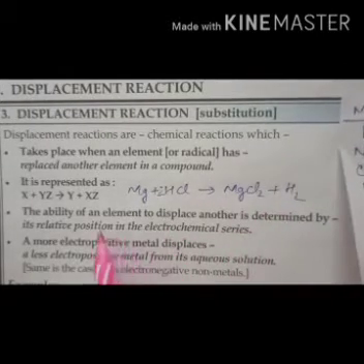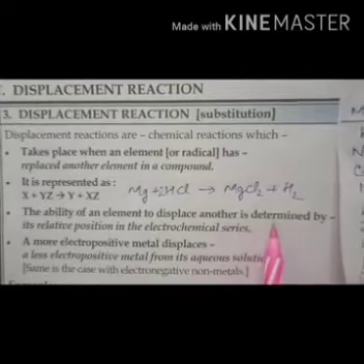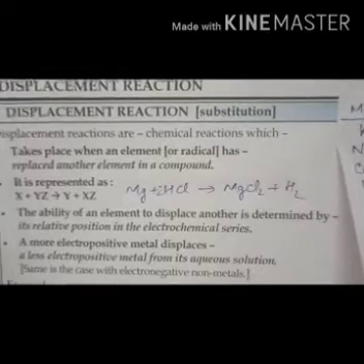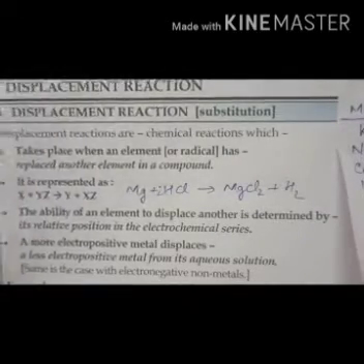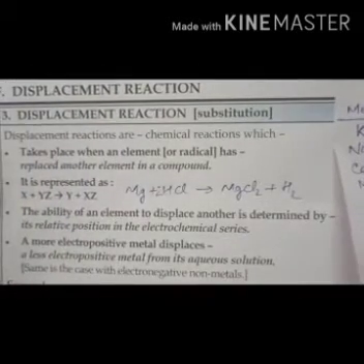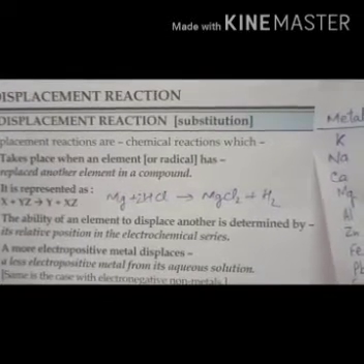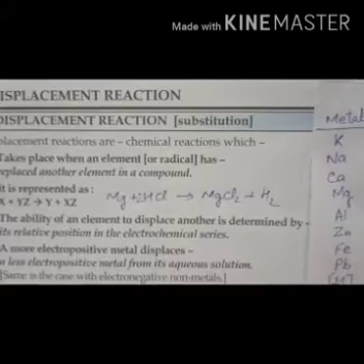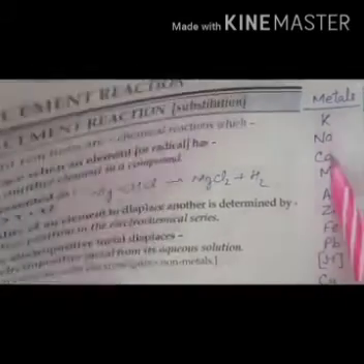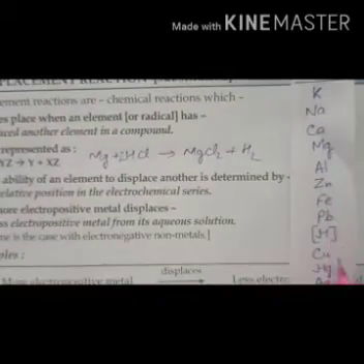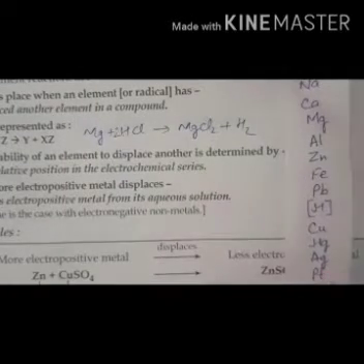But the ability of an element to displace another is determined by its relative position in the electrochemical series. Actually the metals are arranged in a series on the basis of their reactivity, because some metals are highly reactive, some are less reactive and some are least reactive. So on the basis of their reactivity they are arranged in a series, and that series is called the metal activity series. Now just look here. This is a metal activity series where potassium is at the top, then sodium, calcium, magnesium, aluminum, zinc, iron, lead, then hydrogen, then copper, then mercury, and then silver and platinum.